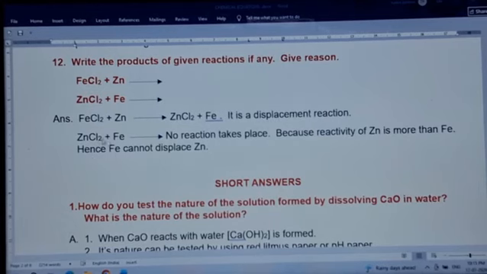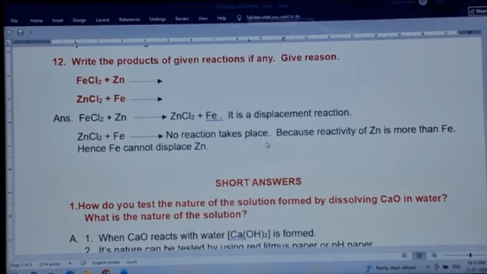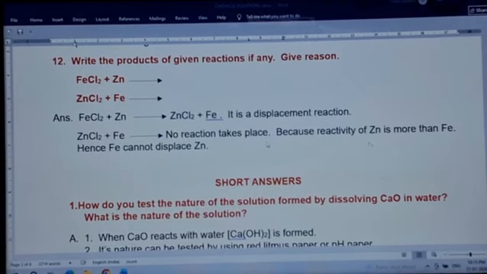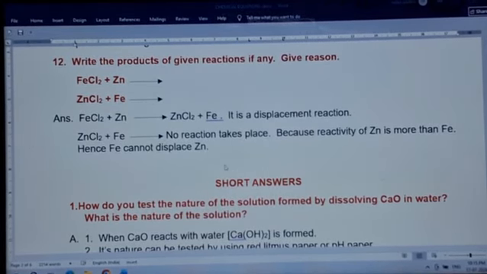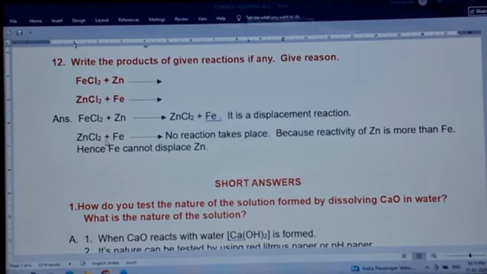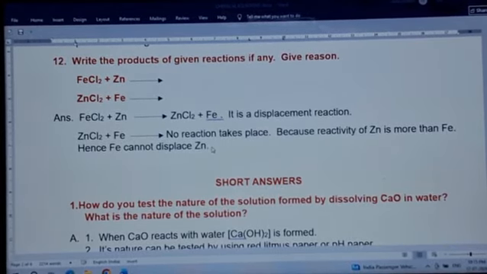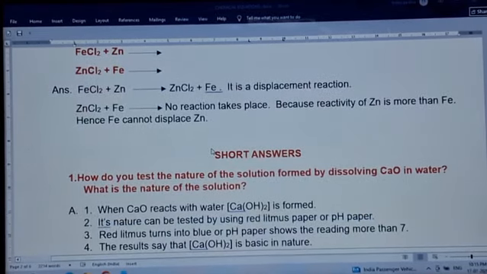Now when zinc chloride is made to react with iron, no change, no reaction takes place. Why? Because the reactivity of zinc is more than iron. So zinc is very firmly attached with chlorine. Iron cannot displace it. So with this, 2 more questions are added here.